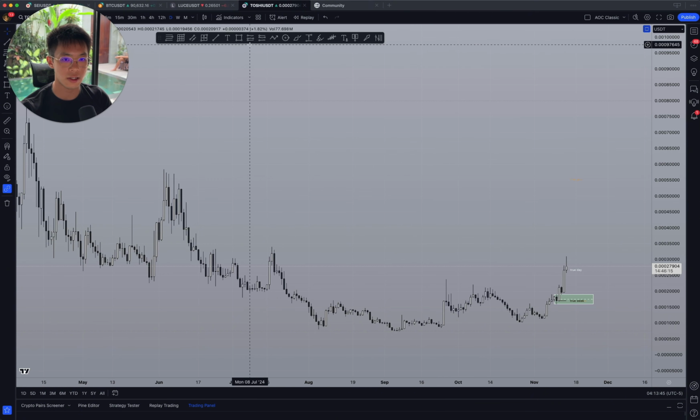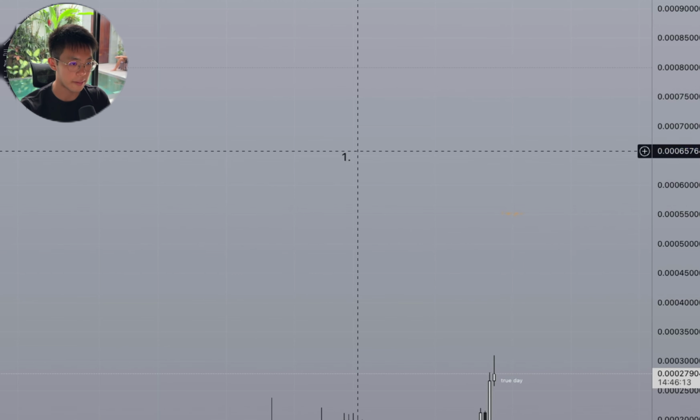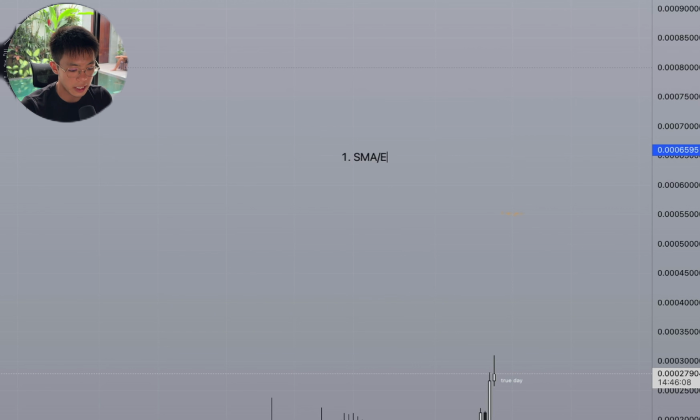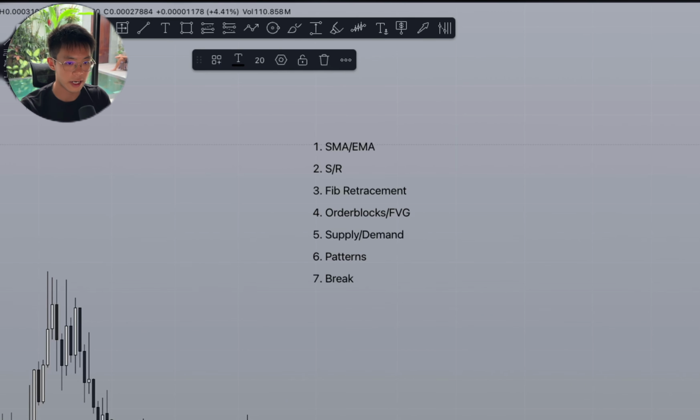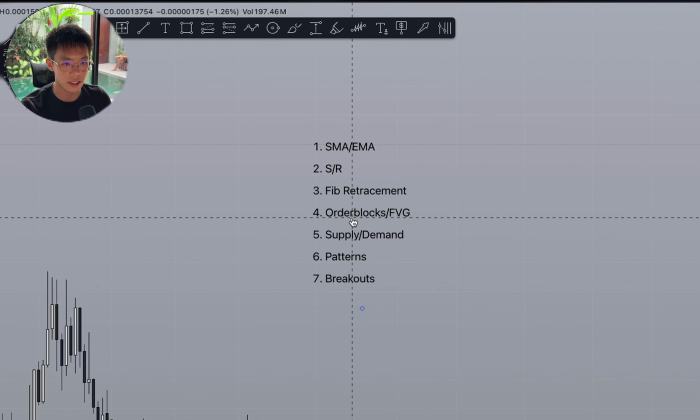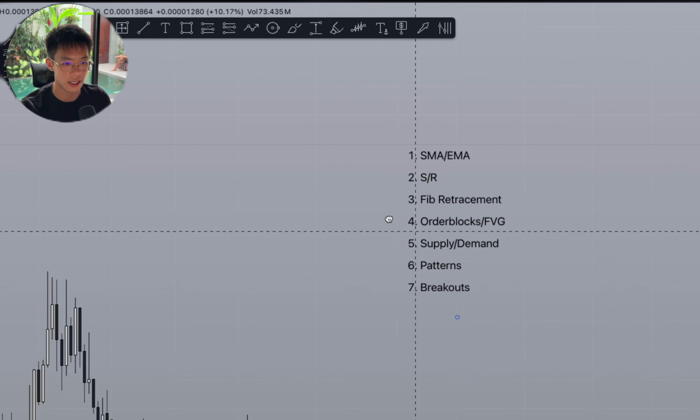So before we get into it, let's talk about some of the most popular dip buying strategies. First of all, you have the SMA and EMA strategies that are popularized a lot for beginners by the trading gurus on YouTube. And then you have support resistance. You also have Fibonacci retracement. Maybe you have the people coming from ICT, and you have the order blocks and fair value gaps. Now, there are also people that are into supply demand, and then possibly patterns, retracements, and potentially even breakouts. Off the top of my head, these are probably the most popular dip buying strategies.